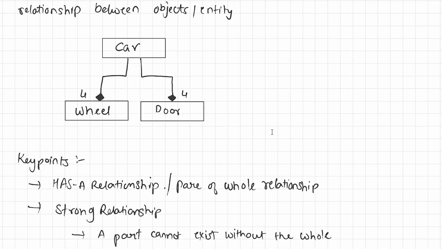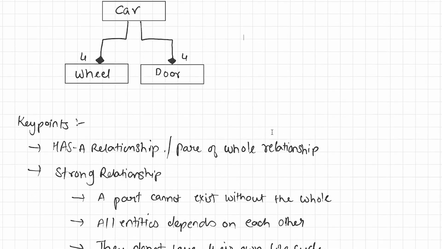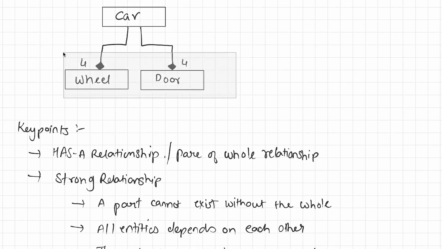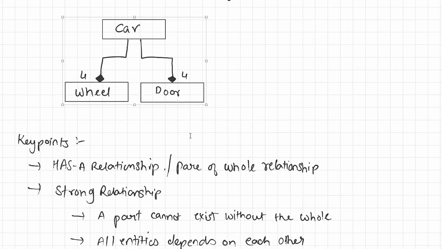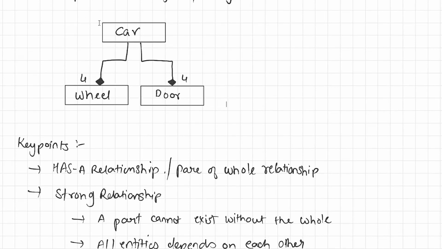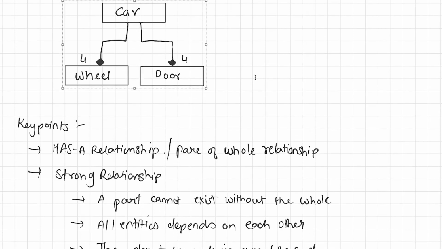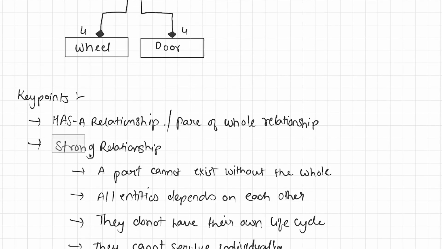So guys, there are some characteristics or key points that we should be aware of. The first one is that this relationship represents a part-of-whole relationship. And why is it so? Because we can say that wheel is a part of car and door is a part of car, right? And on the flip side, we can say that car has 4 wheels and car has 4 doors. But the question here is, which property makes this relationship a strong relationship? There are a few reasons for making this relationship strong.